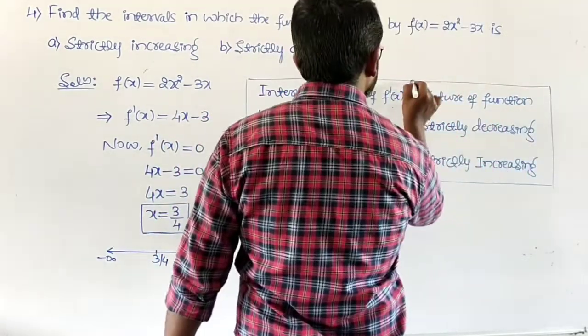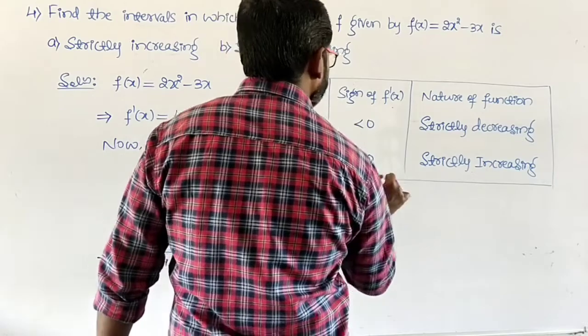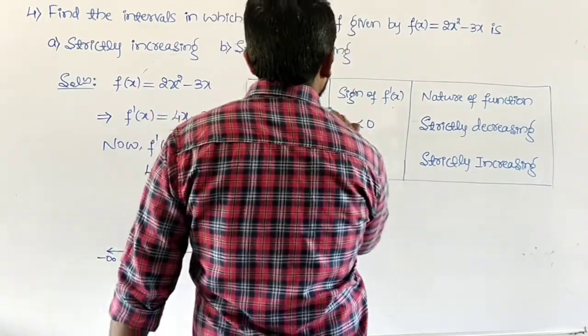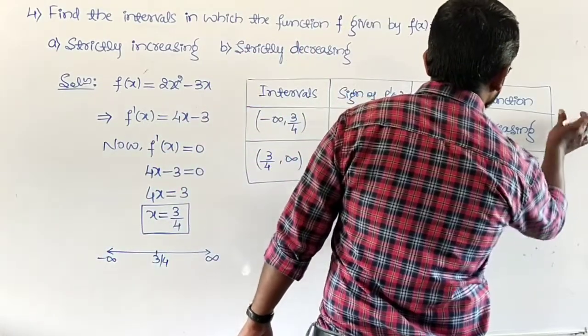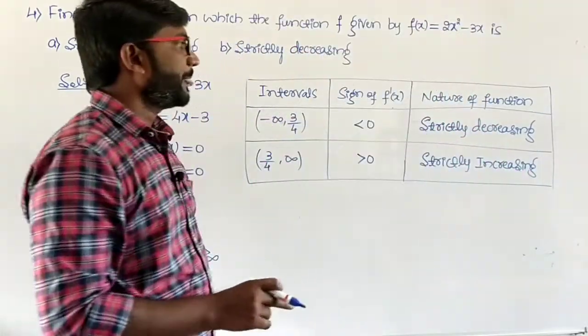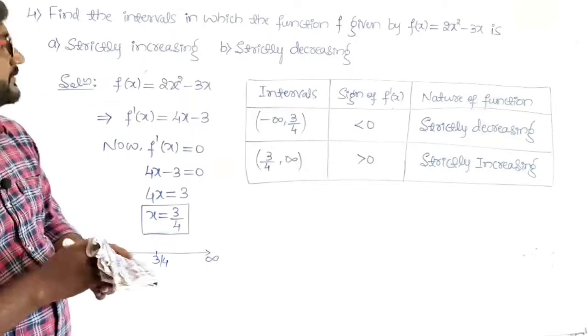So this is the table that we have to draw whenever you get a problem like this, that is, finding the intervals in which the function is strictly increasing and strictly decreasing. So note down this and then we'll move on to the next problem, that is the fifth one.